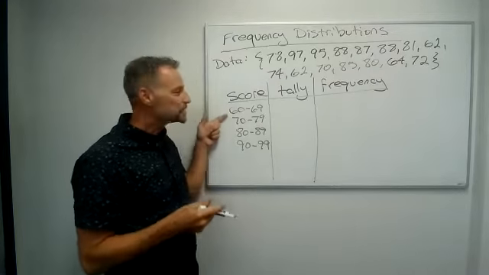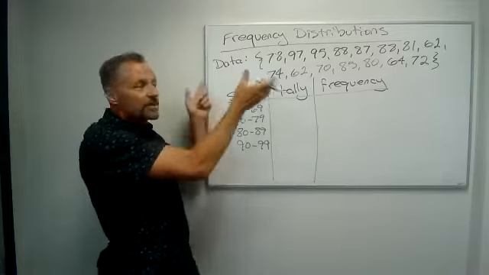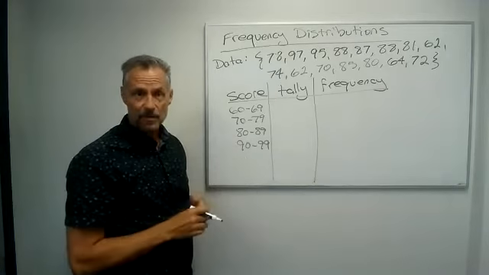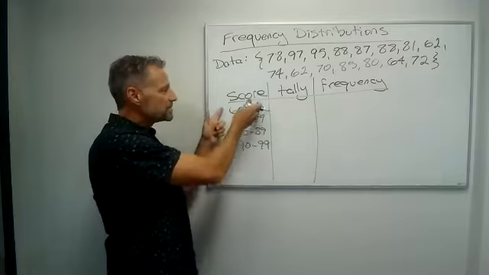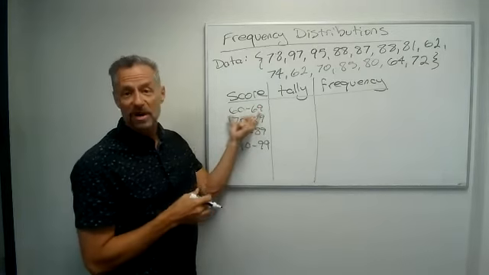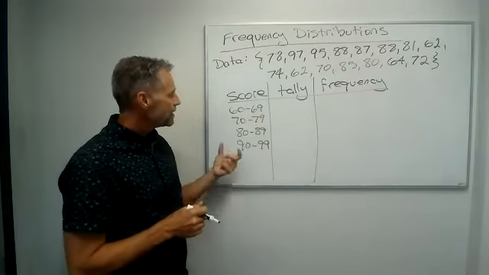We want these groups to be enough to get all the information in there, but there's no overlap in the groups. So this works out fine. We'd like them to be the same, what they call width. The same number of numbers can go in each of these.